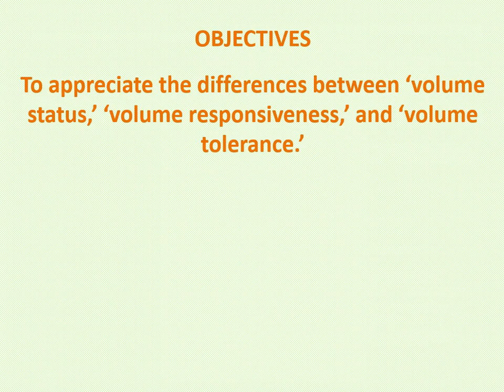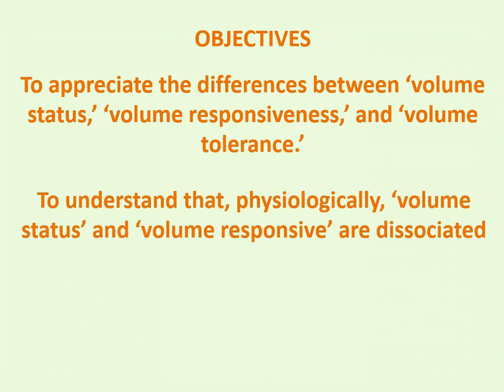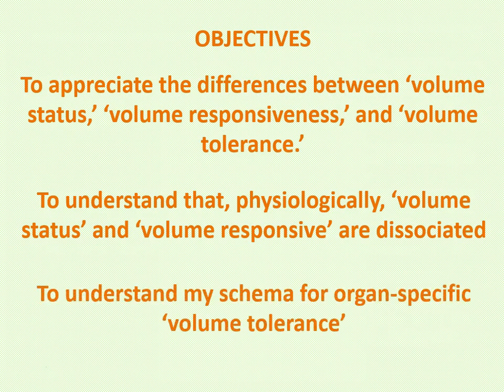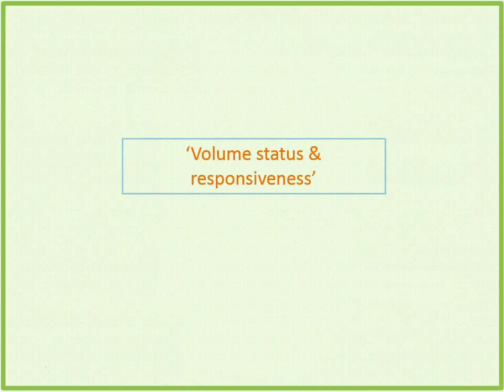So the objectives for this talk is to appreciate the difference between volume status, volume responsiveness, and volume tolerance. These are clinically, colloquially often interchanged and frighteningly often in peer-reviewed journal articles. I see these used interchangeably, which I find mind-boggling. In any case, we're going to talk about the physiological underpinning of volume status and volume responsiveness. And then I'm going to describe my schema for organ-specific volume tolerance.